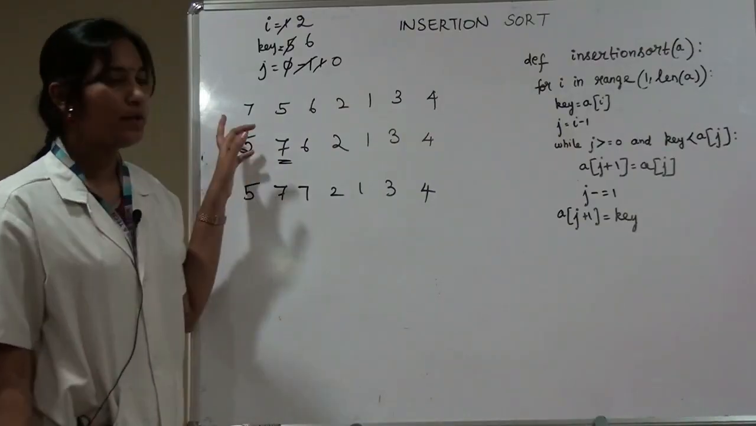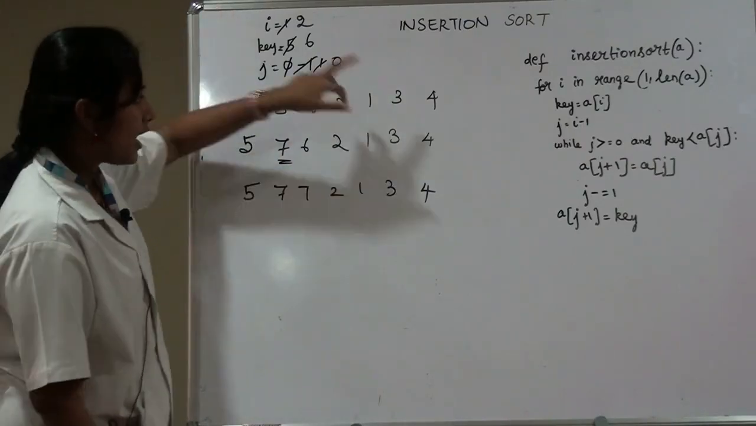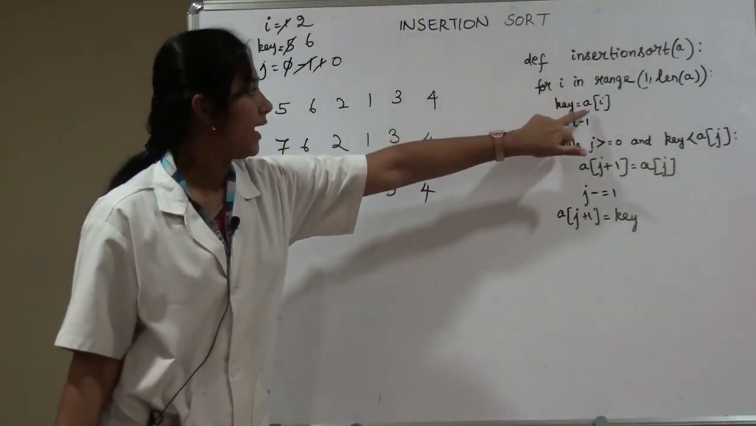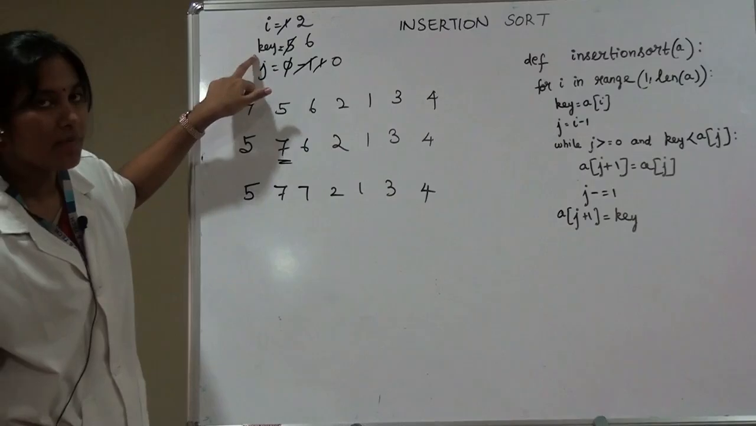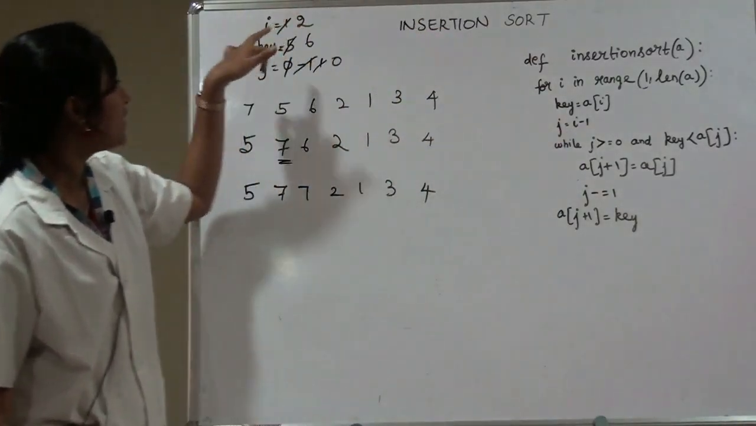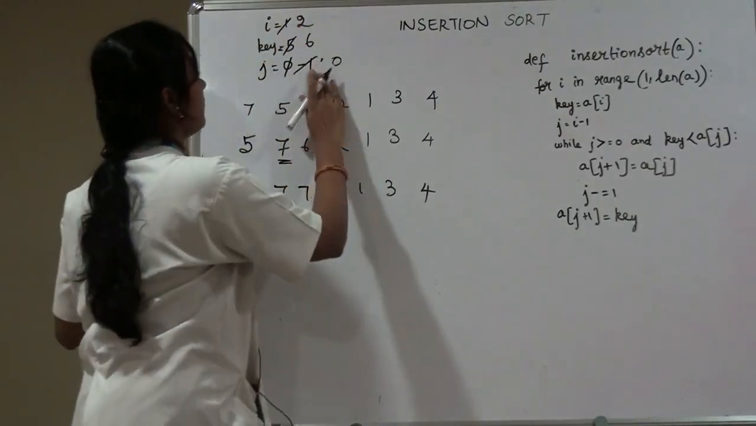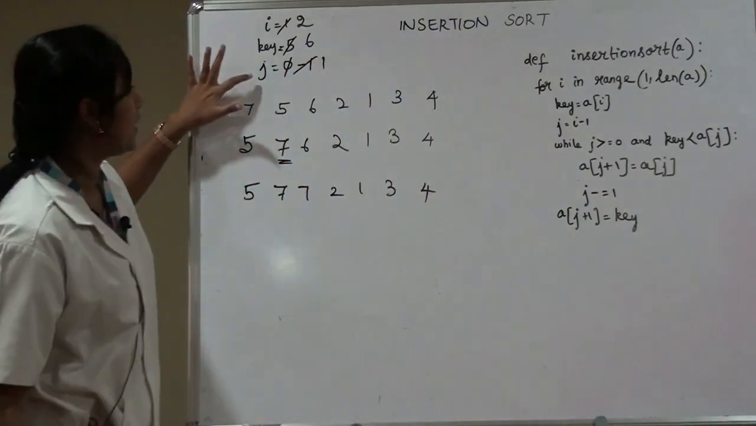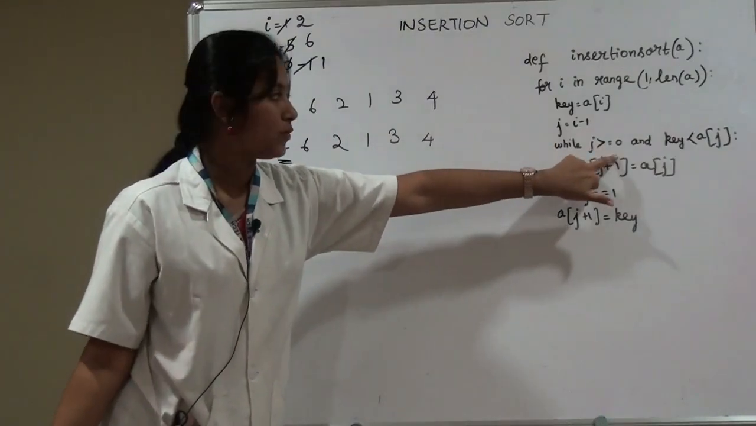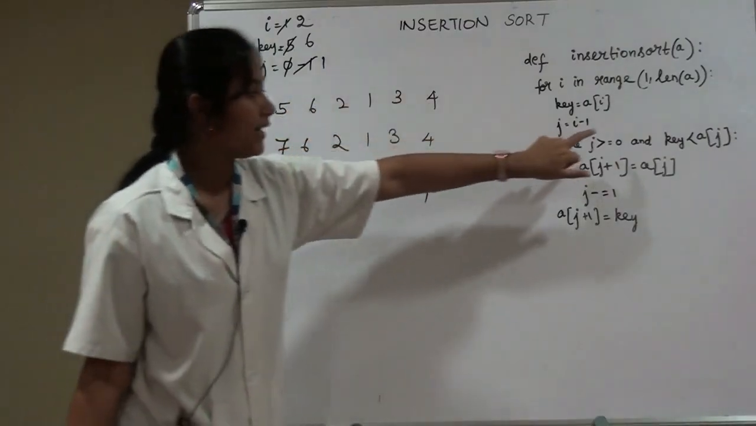So now we will proceed to the second iteration. In the second iteration, what will happen? Our i will become 2 and A[i], which is A[2], so our key will become 6. After that, j = i - 1. Since our i is 2, our j will become 1. Now you are checking the condition: while j >= 0. So what is our j now? j is 1. After that, the condition is true.